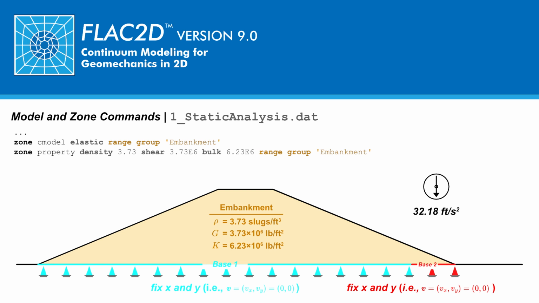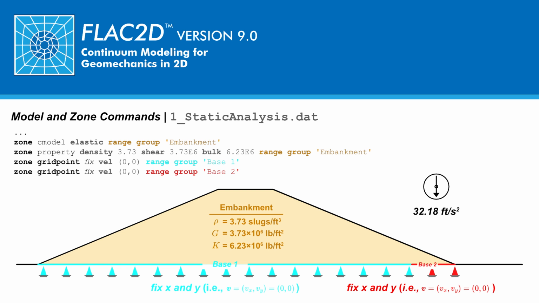The range command can be used to specify the grid points for which the velocity will be fixed. Several range type commands are possible, but in this example, the zone face group names along the bottom boundary will be used, base 1 and base 2. The commands then become zone gridpoint fix vel 0 0 range group base 1, and zone gridpoint fix vel 0 0 range group base 2.